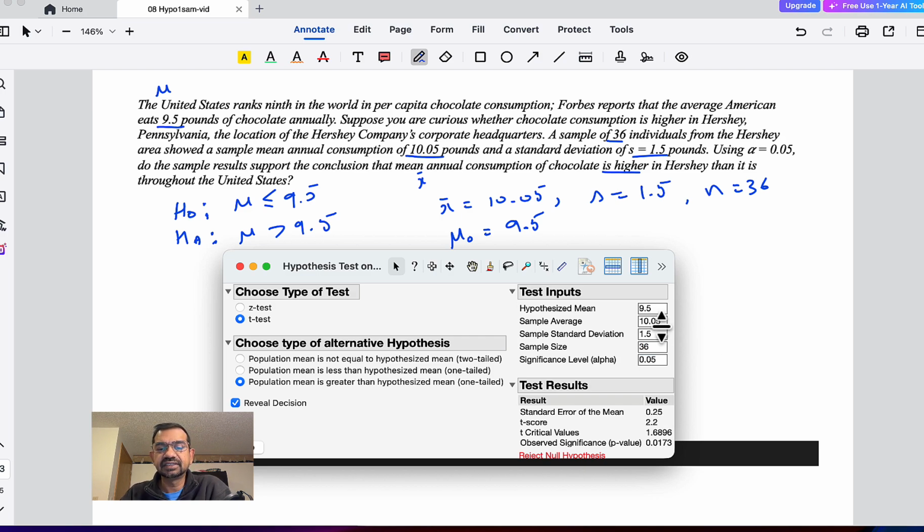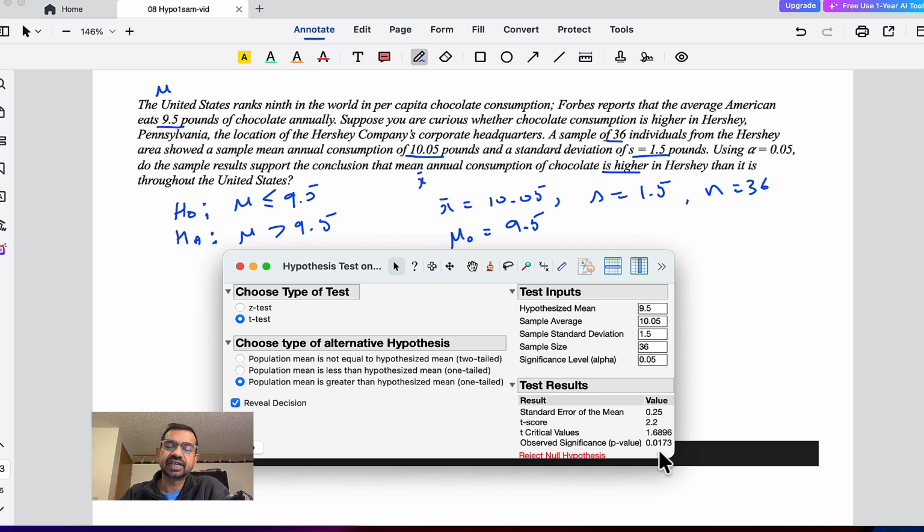and our sample size is 36. So now notice this is a t-distribution. The degrees of freedom will be n-1, which is 35. And given the t-distribution, our t-stat is 2.2. Our critical value is 1.68, and this t-stat is more extreme than our critical value.